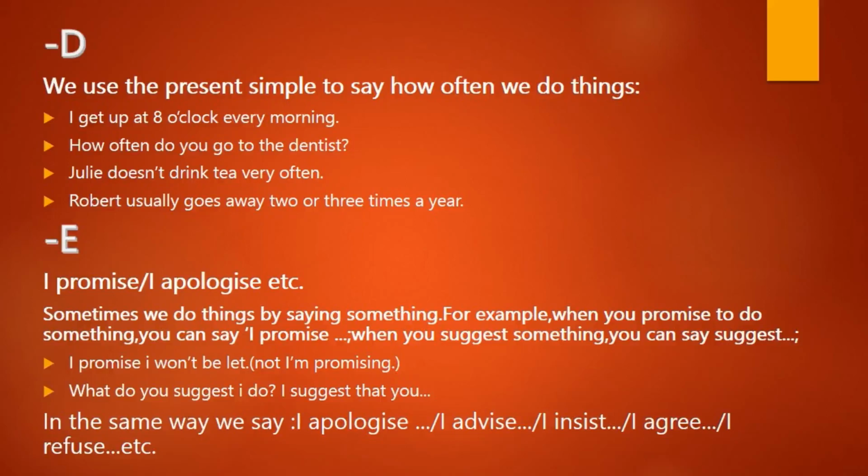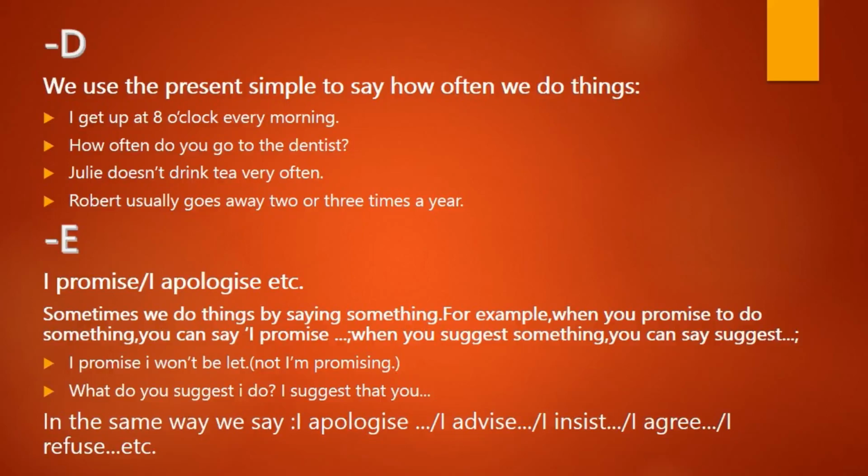Now we study section E. Here: I promise, I apologize, etc. Sometimes we do things by saying something. For example, when you promise to do something, you can say I promise. When you suggest something, you can say I suggest. Here are two examples. First example, I promise I won't be late, not I am promising. Second example, what do you suggest I do?